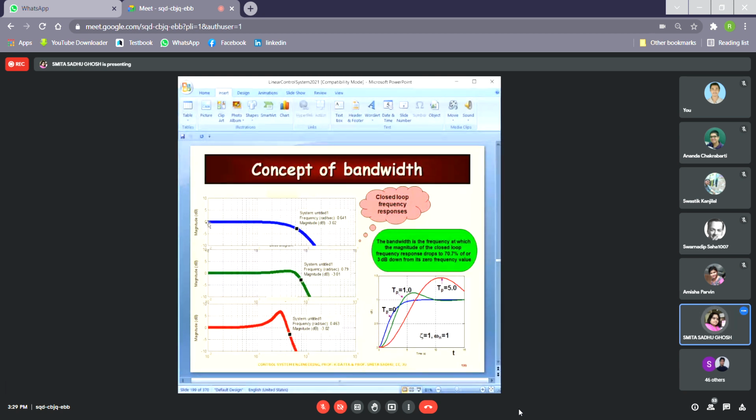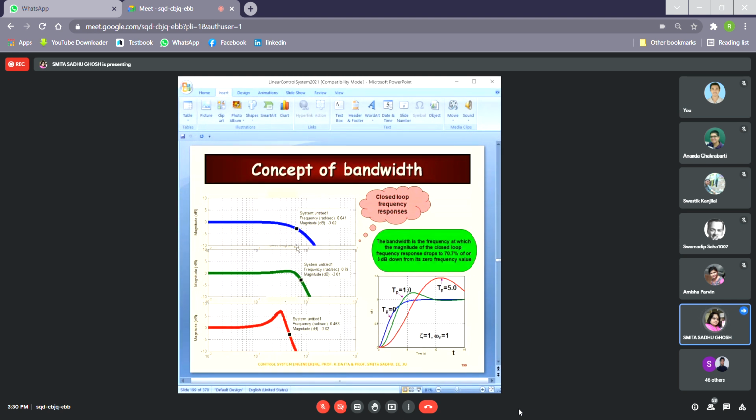0 dB means unity value. Log to the base 10 of 1 is equal to 0, that is why 20 log, of course. So in this range you can see the value is 0 dB, which means signals having frequencies corresponding to these values are going to pass through the system without any amplification or attenuation. The amplitude is going to remain exactly the same.